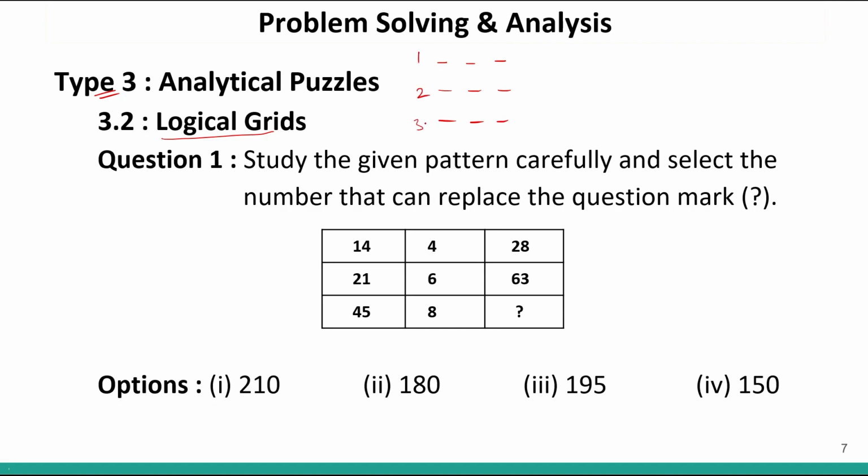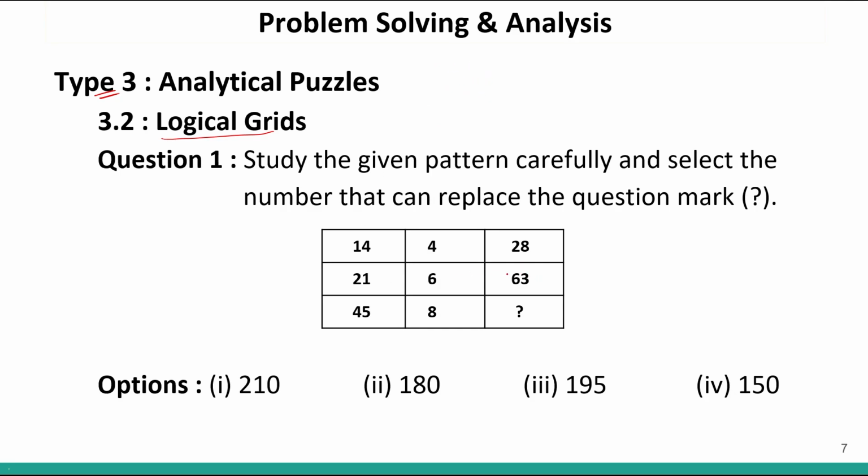So, if we consider this the third row, and this is the first number and the second number, certain operations are being done on the first and the second number to get the third number. So either which way you can get a question on logical grid. Okay, now let us look at this question.